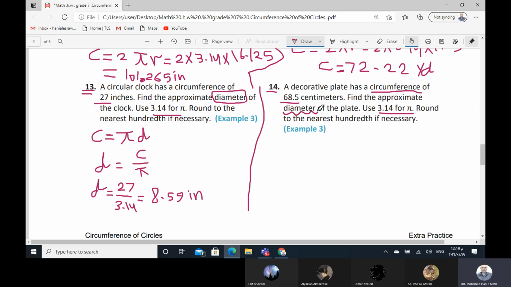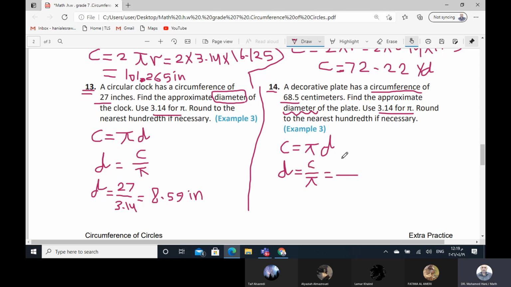We want to find the diameter. So start from the formula C equals pi times D. We know C, we know pi, but the missing value is D, the variable D here. How to solve this equation? Divide the two sides by the pi. So divide here by the pi remains D, and divide here by pi will be C over pi.